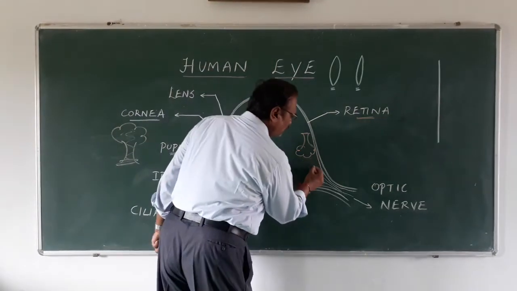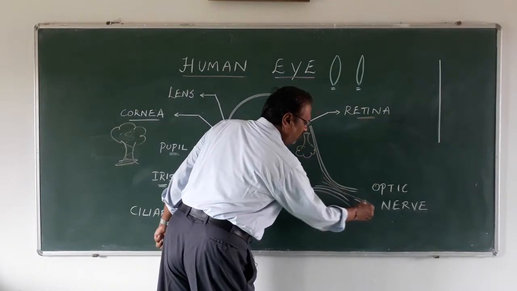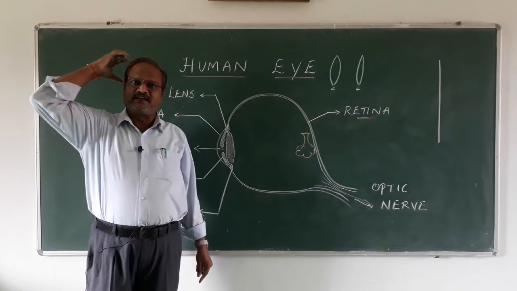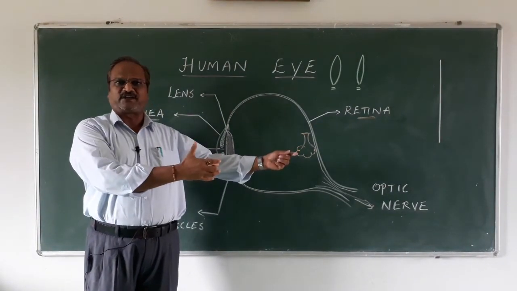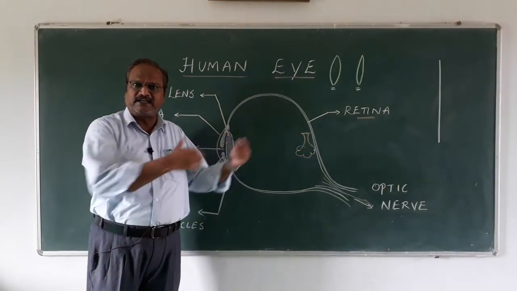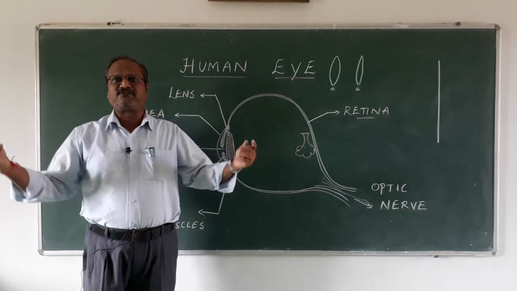It goes through the optic nerves. It reaches our brain. Once it reaches our brain, the brain will say, yes, I am looking at a tree. What is the type of tree? I am looking at an elephant. I am looking at a building. Or I am looking at some X, Y, Z.